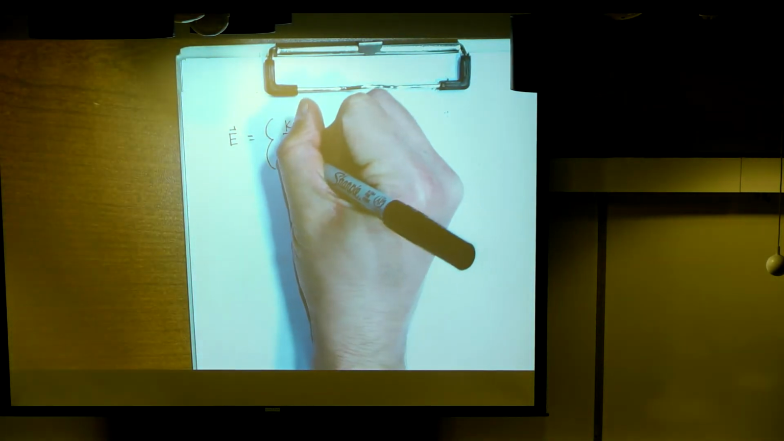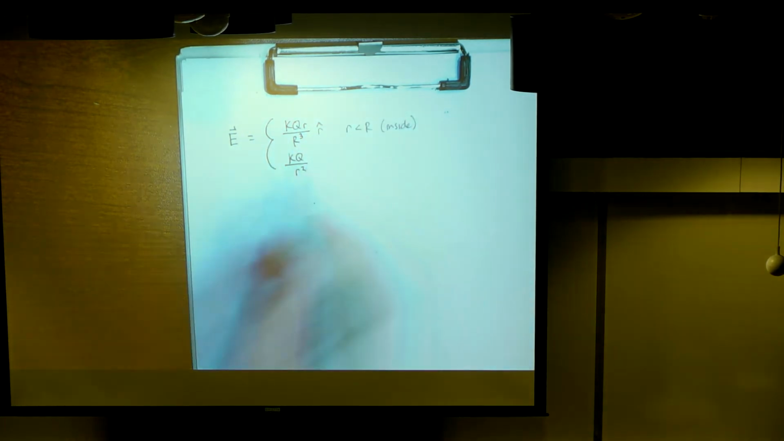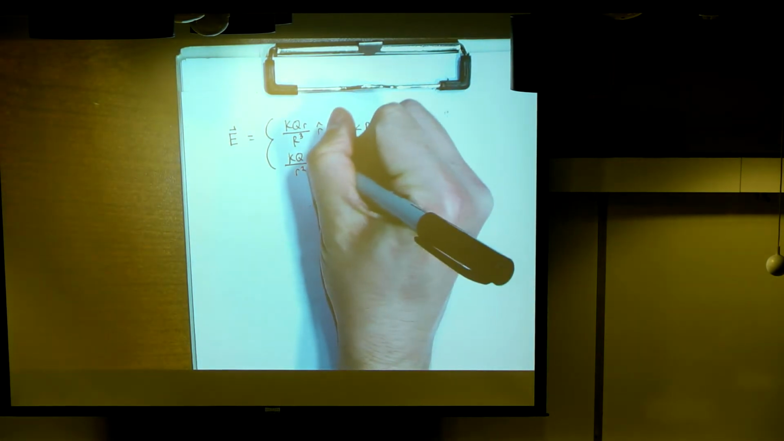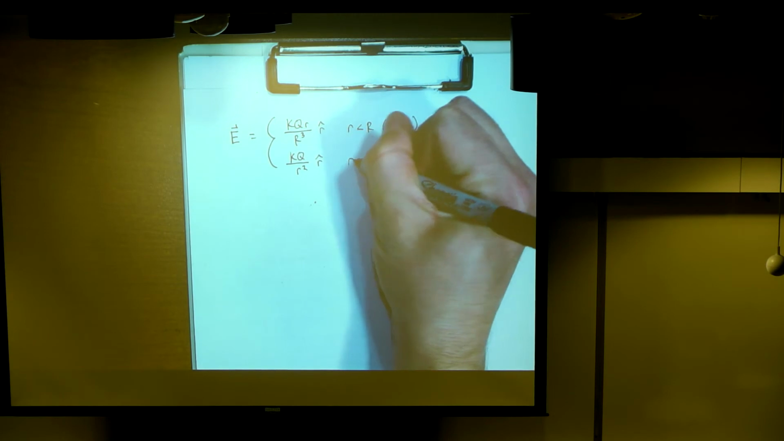And then if we're outside, the E field just looks like before. Basically just follows Coulomb's law. That is, it follows the E field we'd expect for a point charge, but again, this only is valid if we're on the outside.